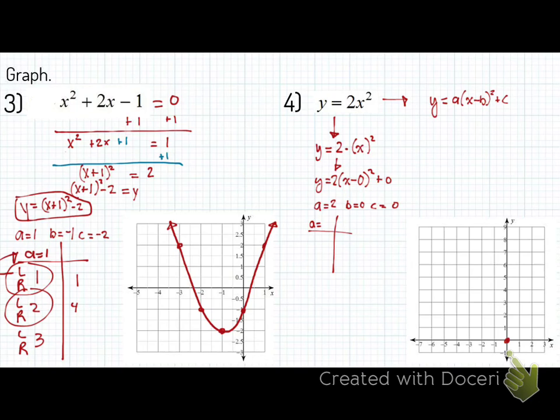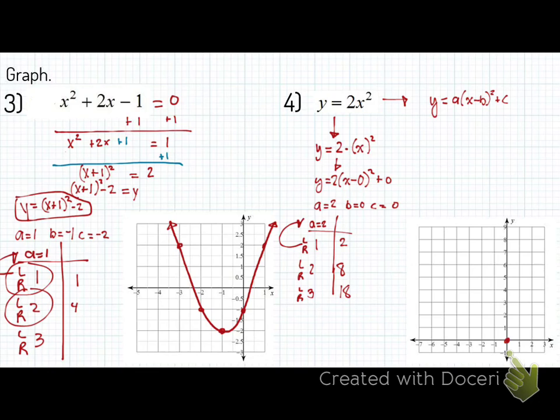So A is equal to 2. Left, right, 1; left, right, 2. Let's do left, right, 3 for fun. Left, right, 1. 1 squared is? 1. 1 times 2 is? Good. Left, right, 2. 2 squared is? 4. 4 times 2 is? Good. 3 squared is? 9. 9 times 2? 18. Good. Now, I don't have enough room for 18.